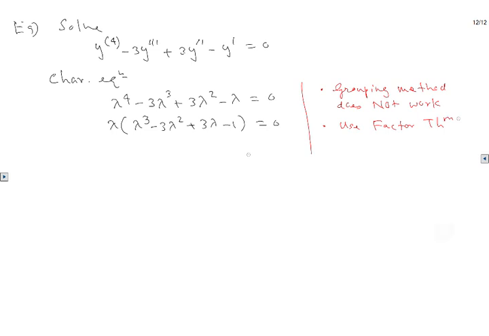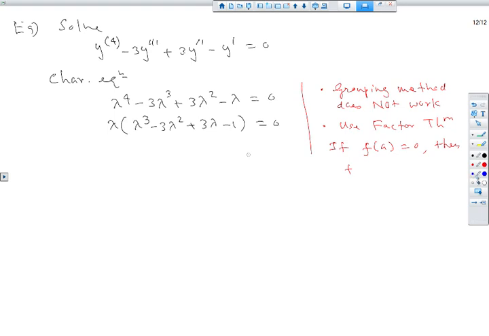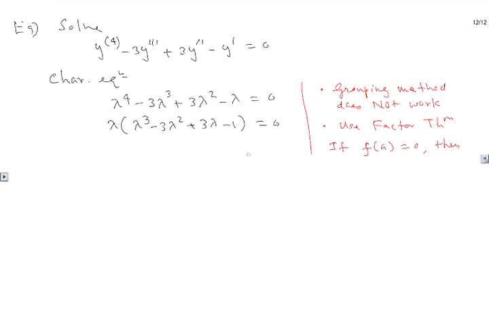What does the factor theorem say? Let's say you have a polynomial f(x). If you plug in a number a and f(a) equals 0, then x minus a should be a factor. That's the factor theorem. So you just plug in a number, and if it gives you 0, then x minus a is a factor.